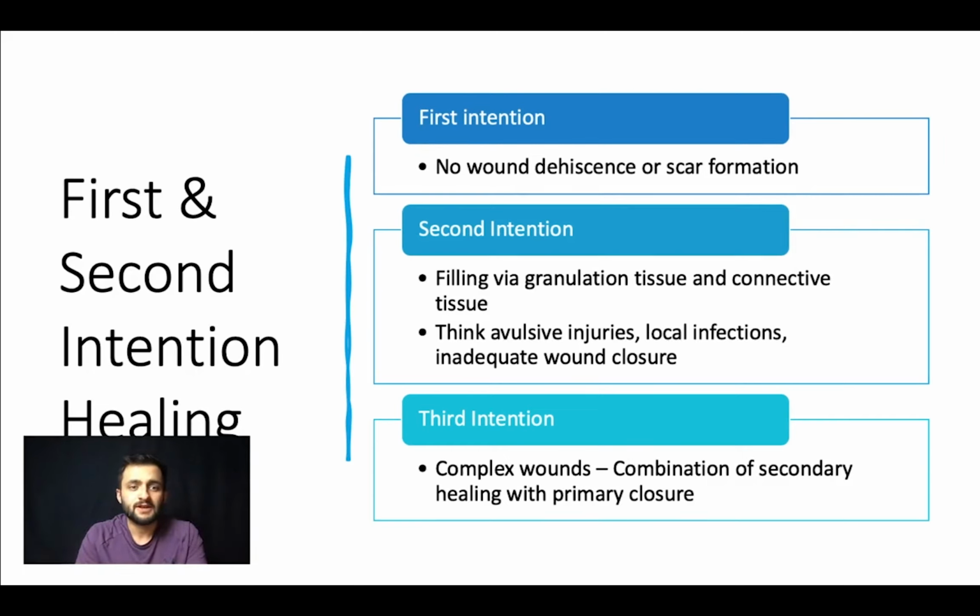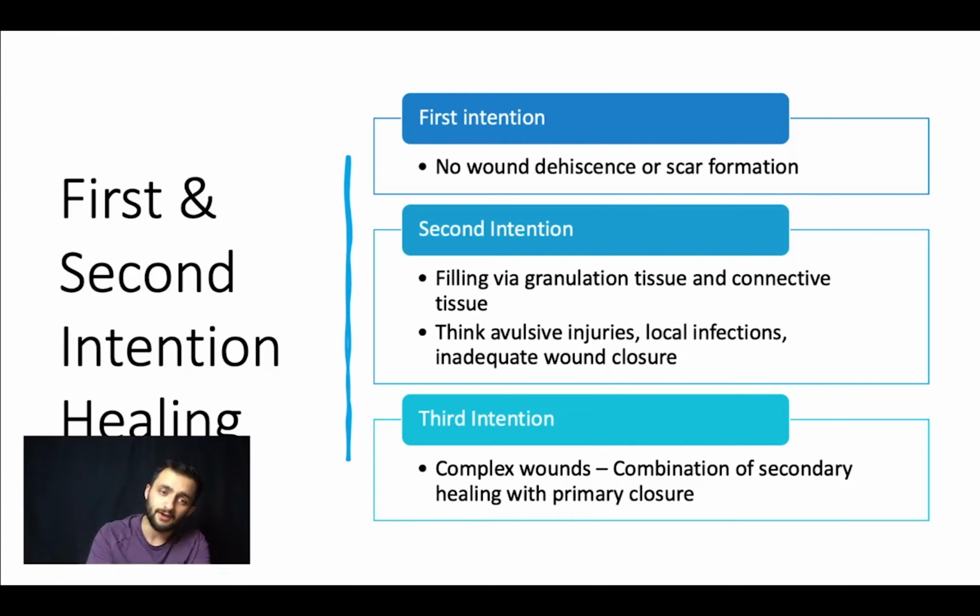And so, second intention healing, we're thinking about the filling of granulation and connective tissue, and we should be thinking about things like avulsive injuries, infections, and adequate wound closure, okay? Those are bigger things. Those are things where, if you have a large infection, maybe of a wound that wasn't properly debrided, then realistically, it's festering and getting bigger and bigger, and you're not able to close it up with the mechanisms of first intention.